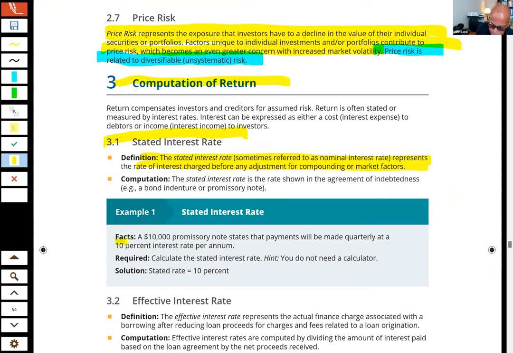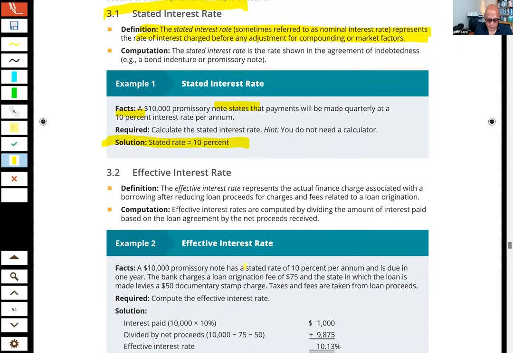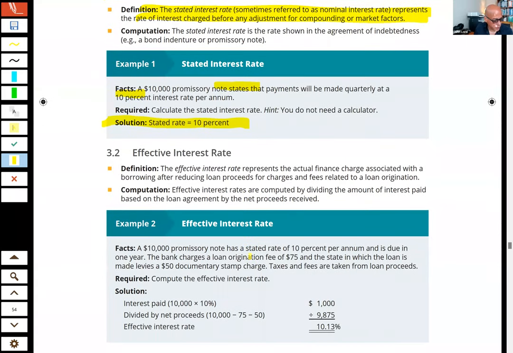And if it says a 10% stated rate, all you need to do is be able to read that. They're kind of cute here. You don't need a calculator for that. It's whatever they say the rate is. I don't think the CPA exam is going to ask you that, though, unfortunately.